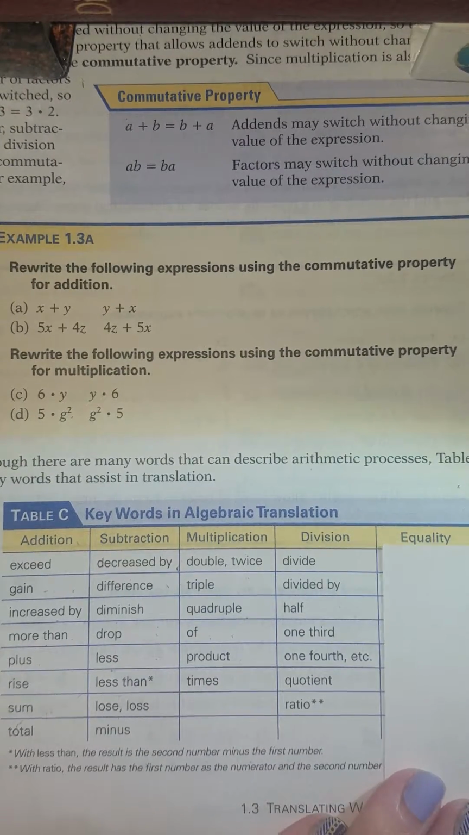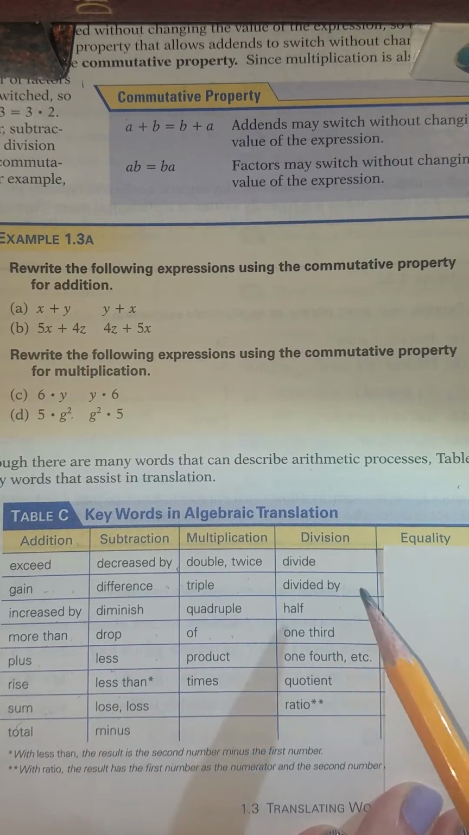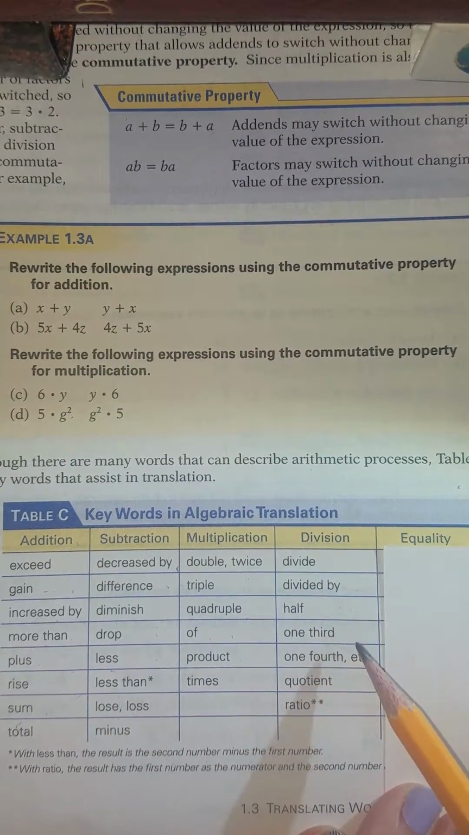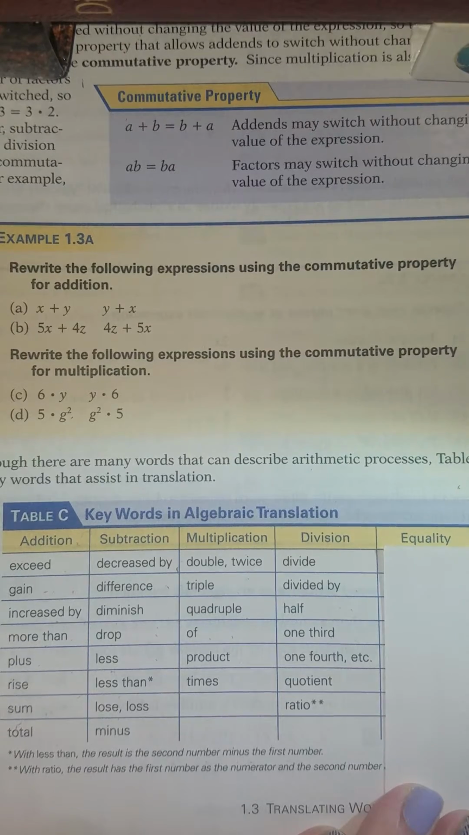Then when we look at division, keywords that mean to divide: divide, divided by, half, 1/3, 1/4, etc. 1/5, 1/6, that all means to multiply. Quotient means the answer to a division problem.